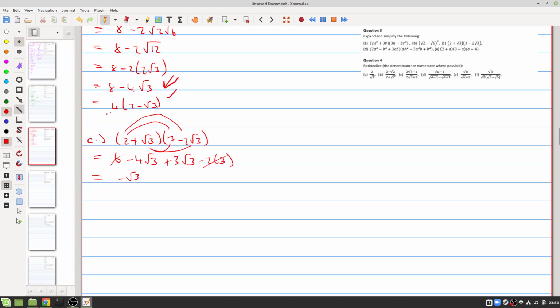Let me just do our answer lines here. So that one or that one in the previous case. This one should be fine. Then question 3D.